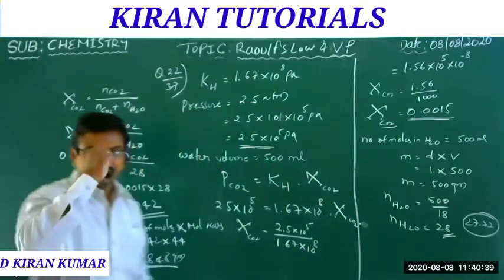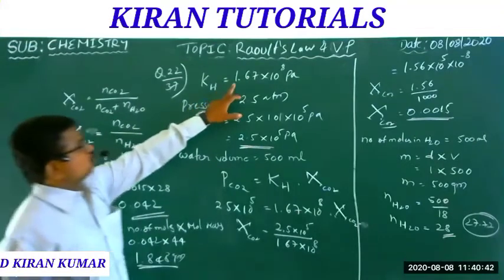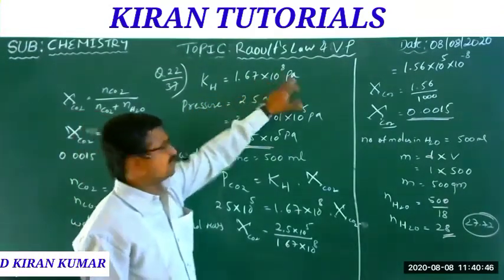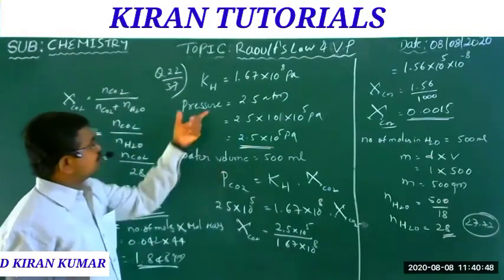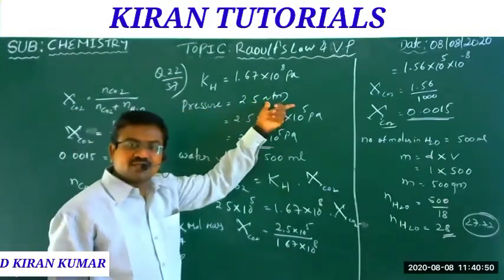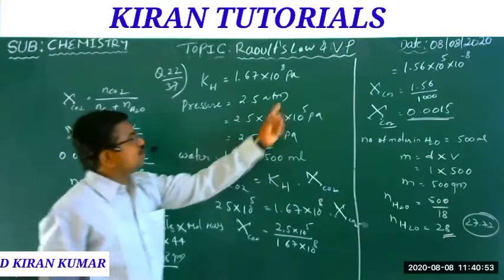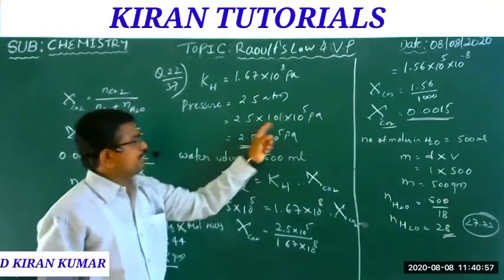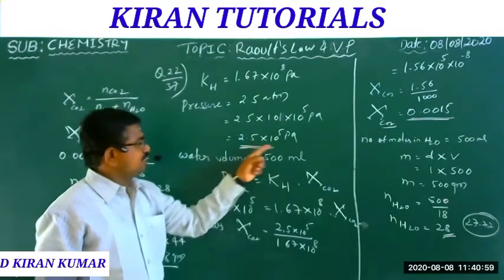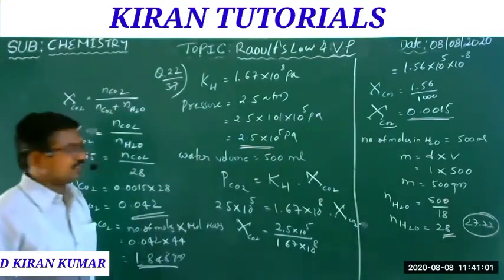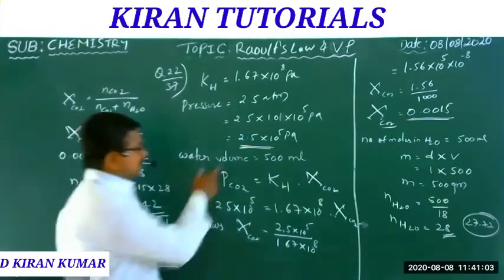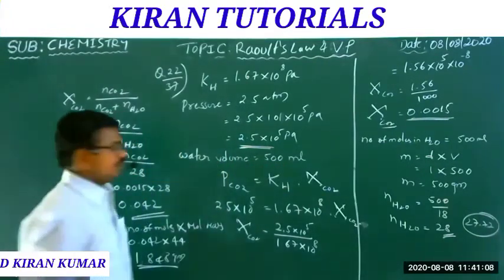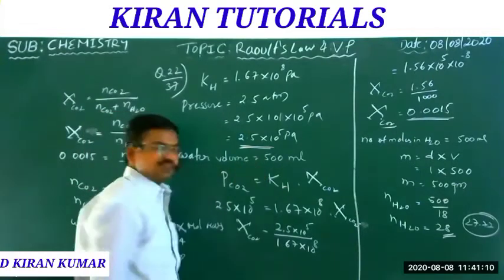Listen, again I am explaining. Here in the question, the KH value is given as 1.67 into 10 power 8 Pascal. The pressure is also given, but it is in atmospheric pressure, so we have to convert it from atmosphere to Pascal. For that we are multiplying here, so that it is in Pascal. Then what is the formula? The volume of water is also given in the question.